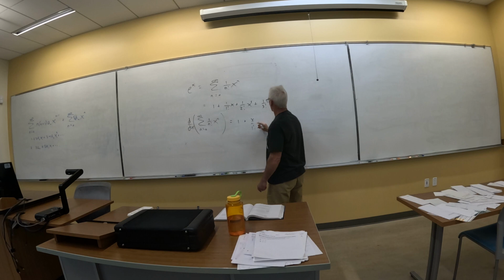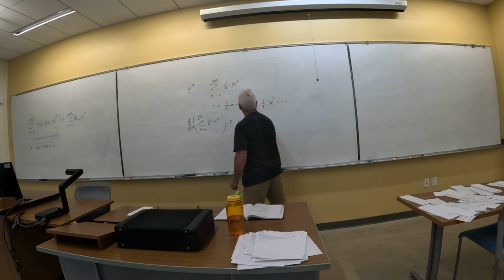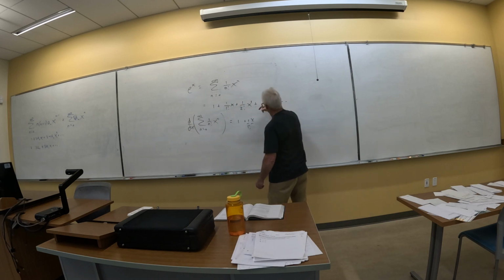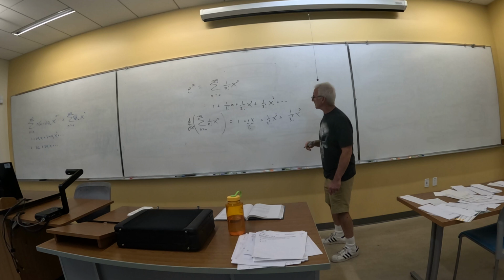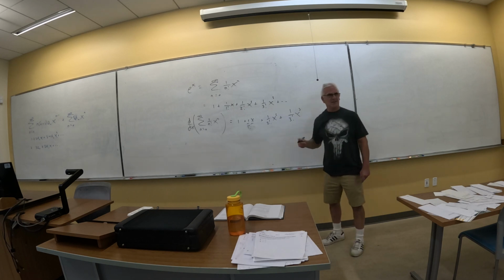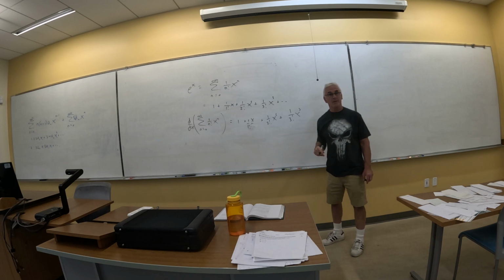I'll write it like that if you want. And then this would be plus 1 over 2 factorial x squared. And then the next one would be 1 over 3 factorial x. Oh. What do I notice? It's the same. Exact same terms, forever and ever.